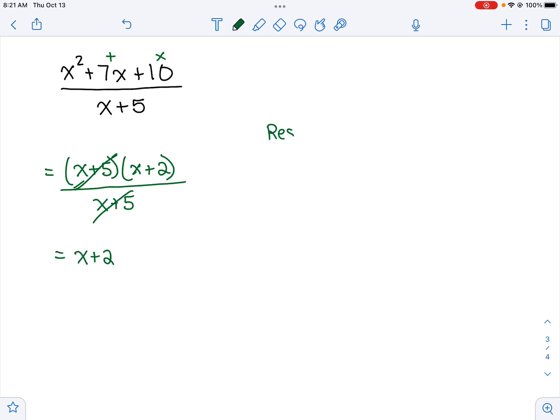And my restrictions. If I look at my original denominator, I've got x plus 5. I don't want that to equal 0. So it looks like x cannot equal negative 5.